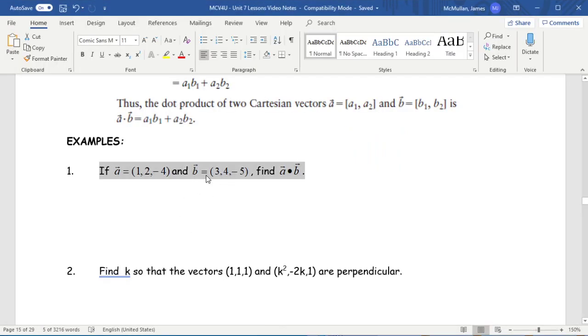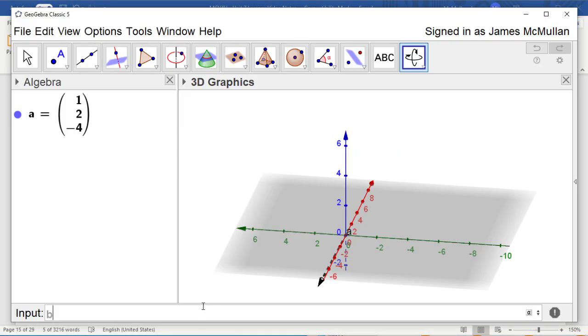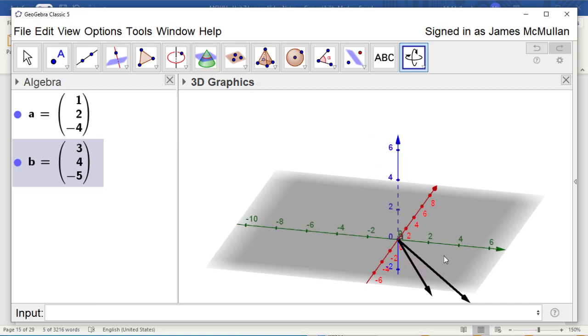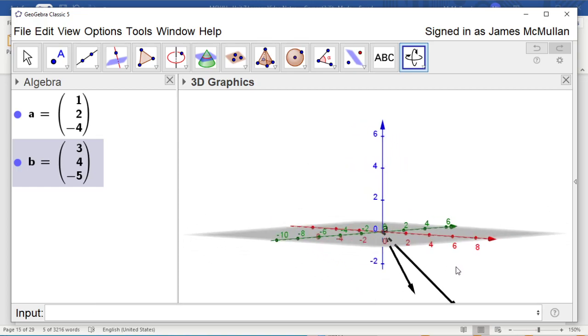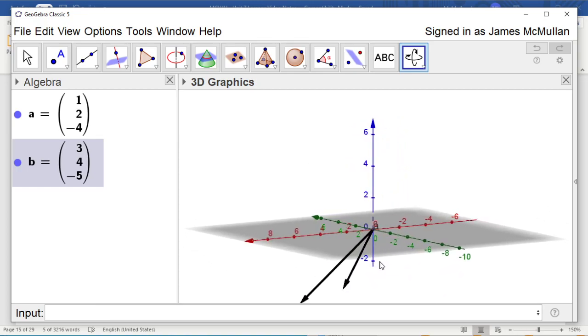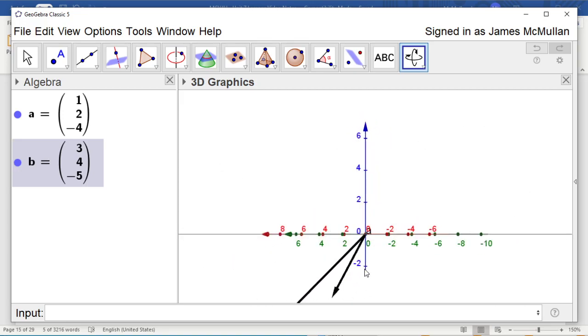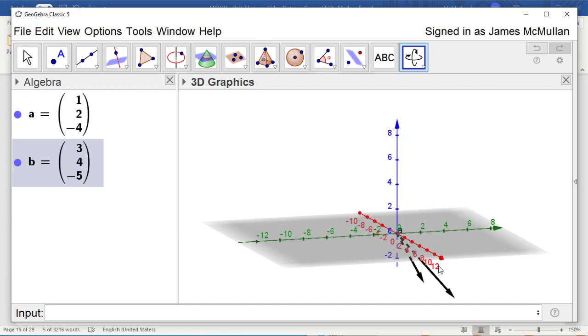Now I have another vector. B is 3, 4, negative 5. So that again is sort of in a similar region. Points down, sort of more, if it goes down further, but it's also sort of wider out. Now if I dot these things together, I get 31.